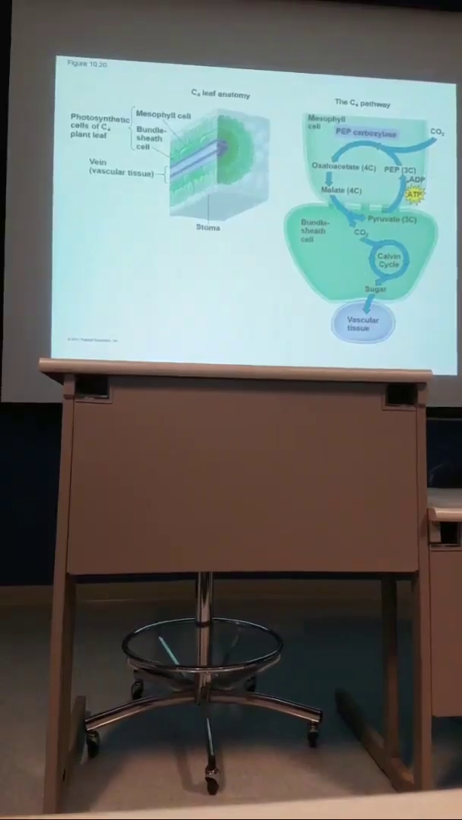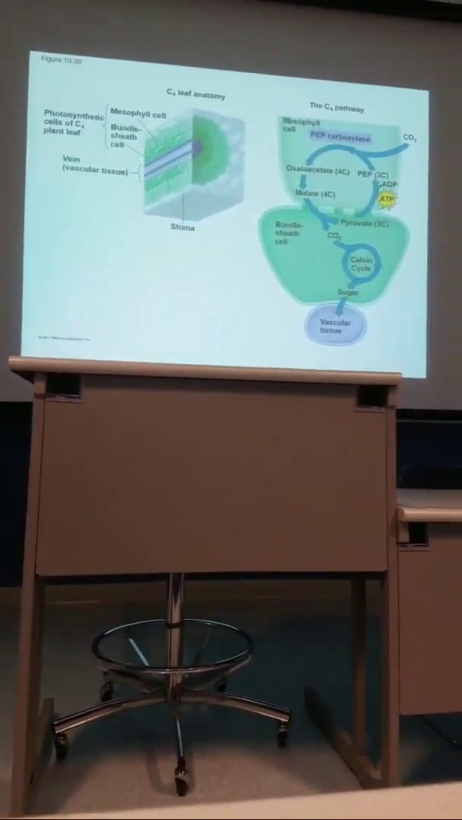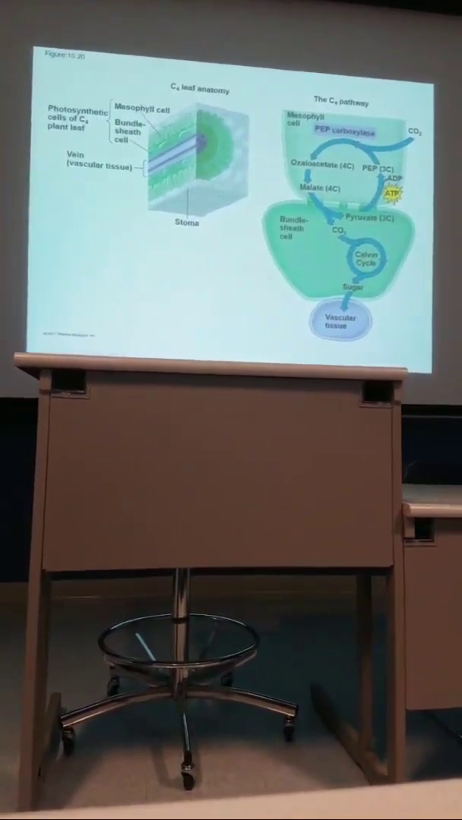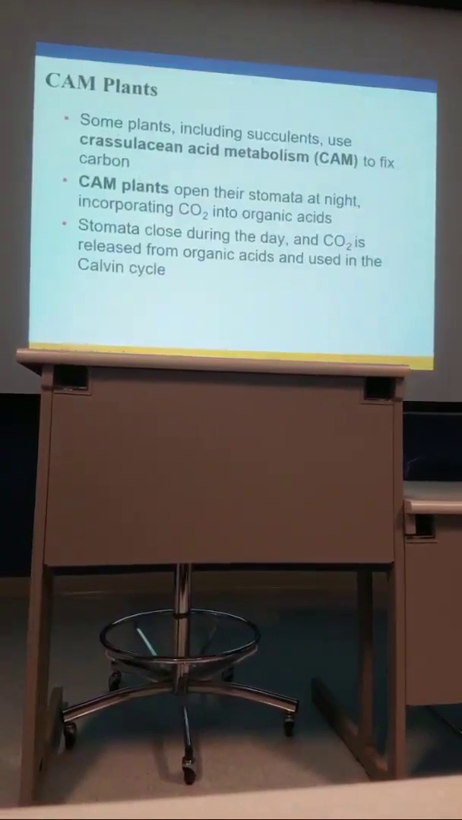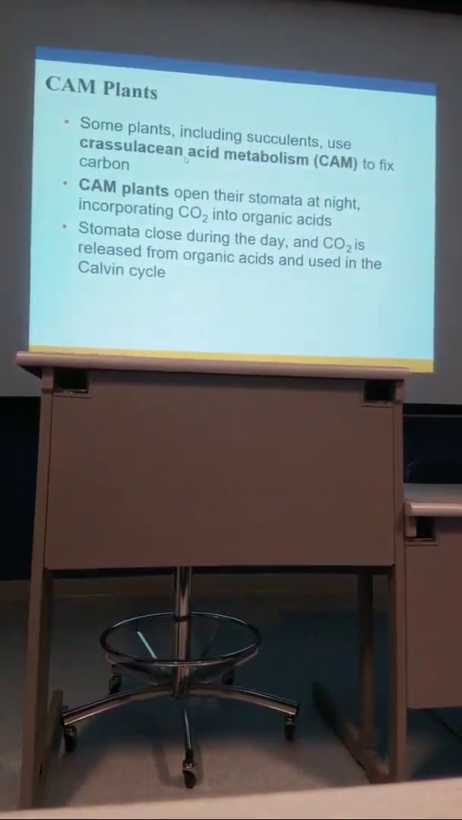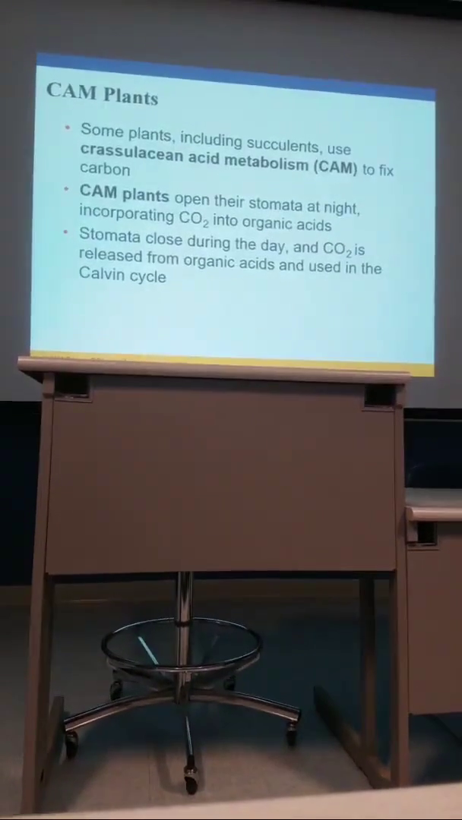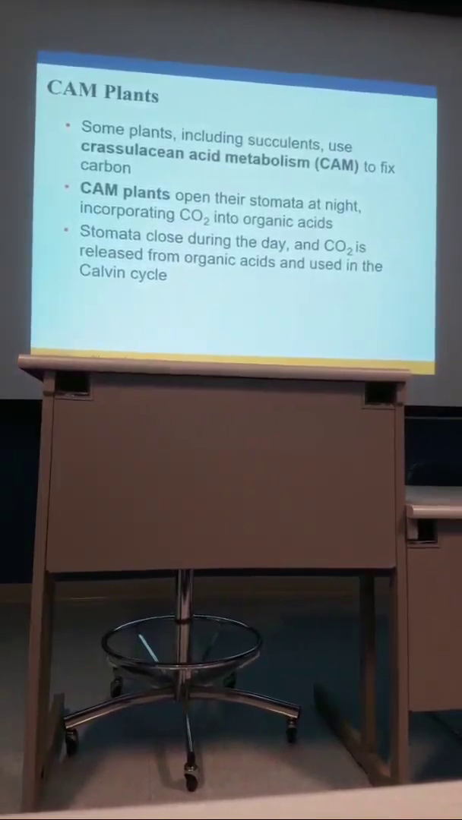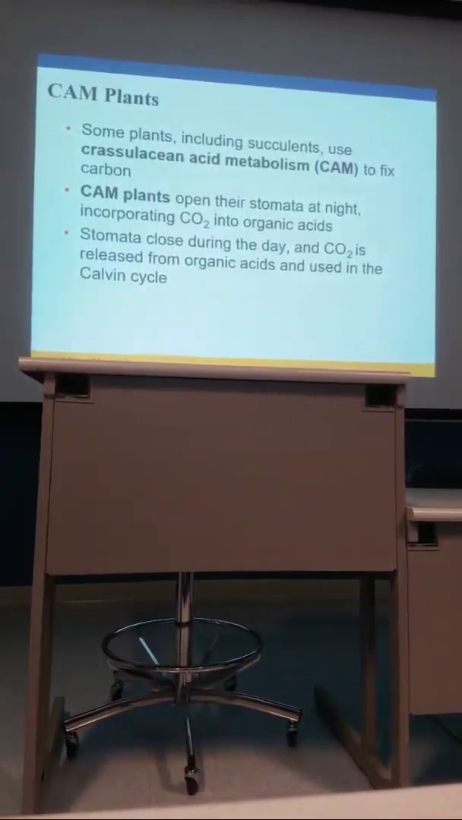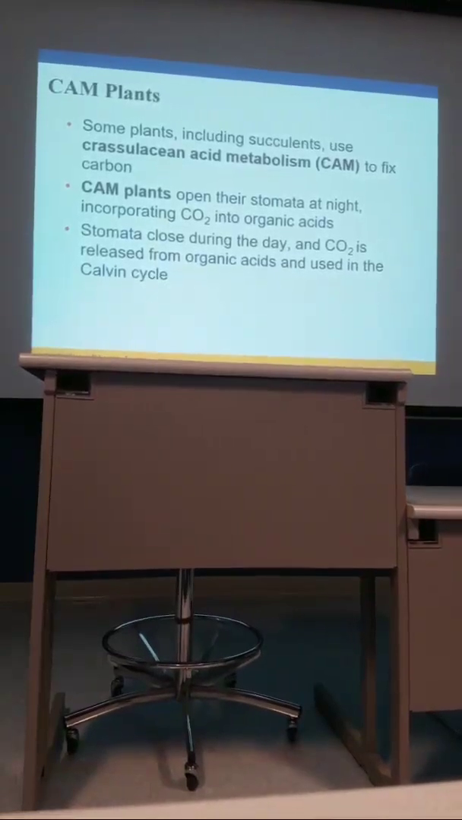This is that C4 pathway. Once again, you don't have to remember that. The fourth type, these are desert plants, the succulents. This is called Crassulacean acid metabolism, or CAM for short, CAM plants.